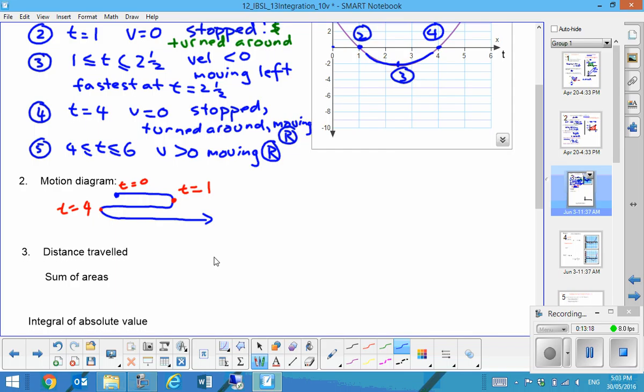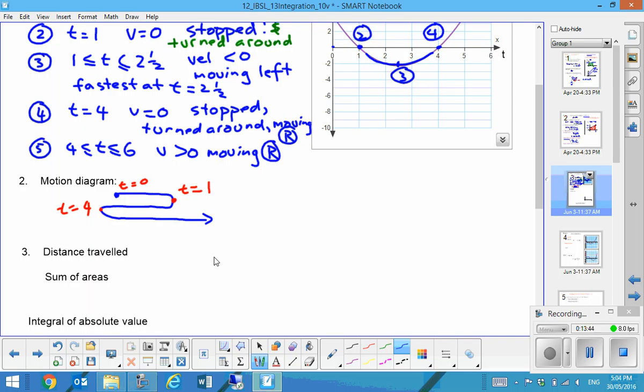The question is, have I gone far enough in this direction to the left? Does that match what the graph's telling us? So we need to do some calculation. I'm guessing I'm a bit wrong. I probably should have taken it more to the left. But basically, it's heading to the right. Stop, turn around and go to the left. Stop, turn around and go to the right again. How far has it travelled?